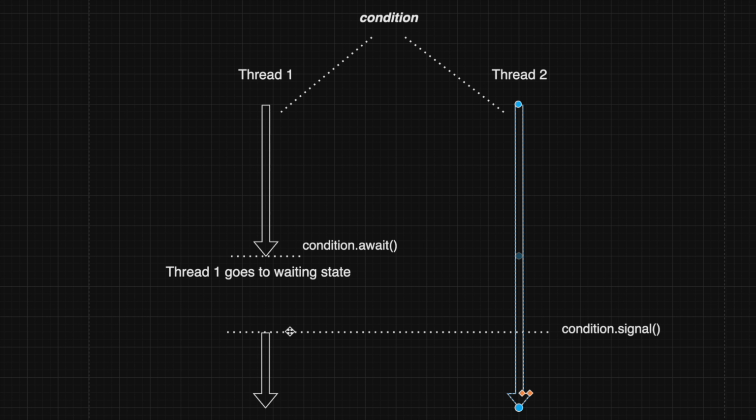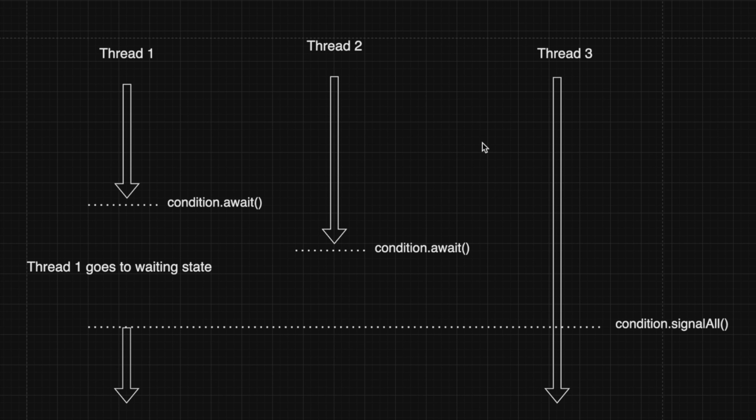So thread 1, which was blocked at this point of time, is now active from this point of time, because at this point thread 2 signals that the condition for which thread 1 was waiting has now been fulfilled. So thread 1 could proceed with its processing. Now let's analyze this scenario where we call condition.signalAll. Like we had condition.signal, there is another method, signalAll.